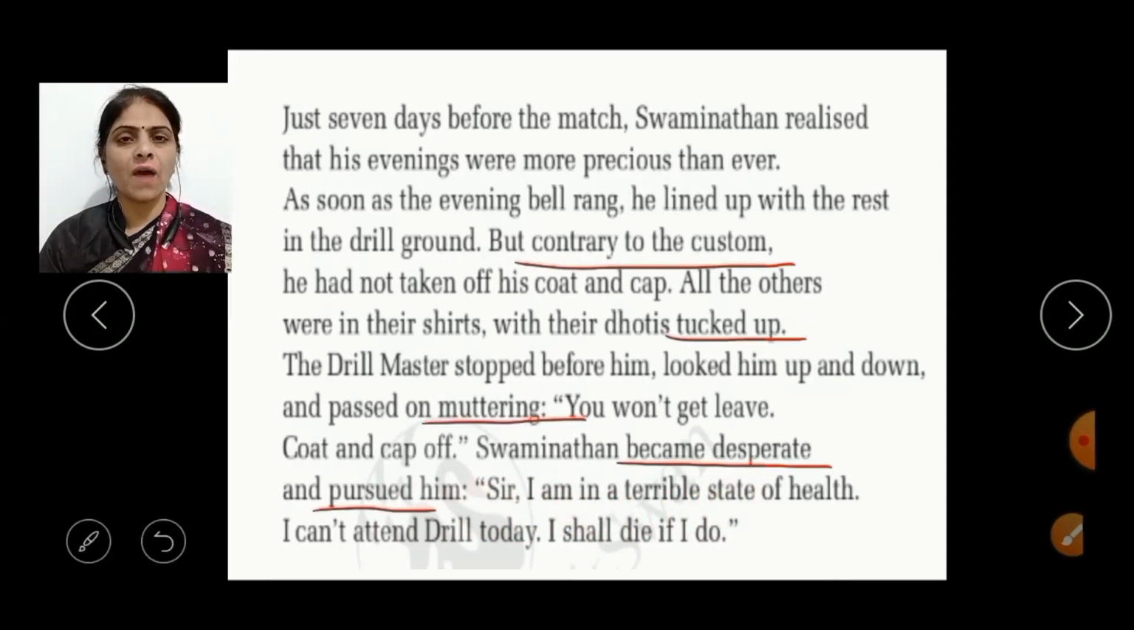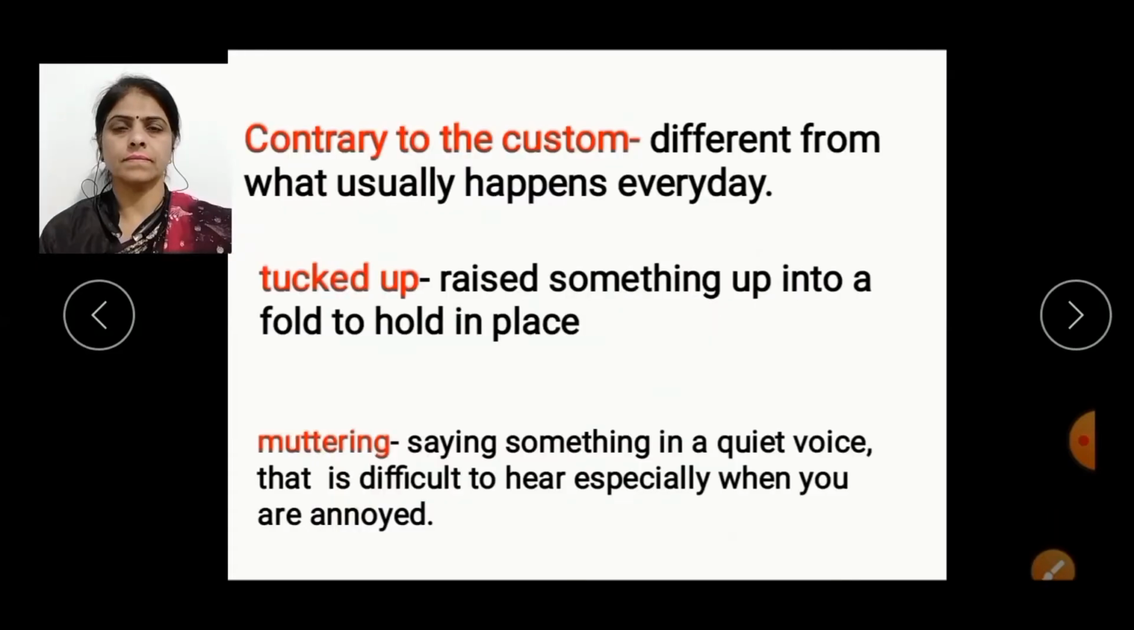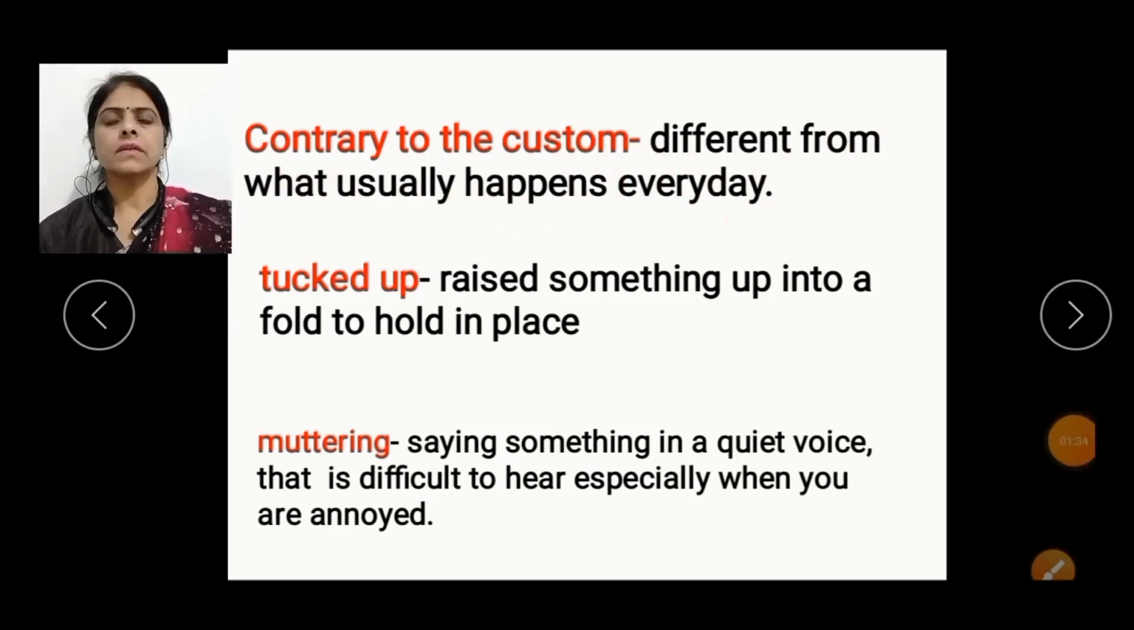In this paragraph, we have some new words and phrases like contrary to the custom, tucked up, muttering, became desperate, and pursued. So let's see the meanings of these words. Here is the first phrase, contrary to the custom, means different from what usually happens every day. This phrase is used when something is different from every day.